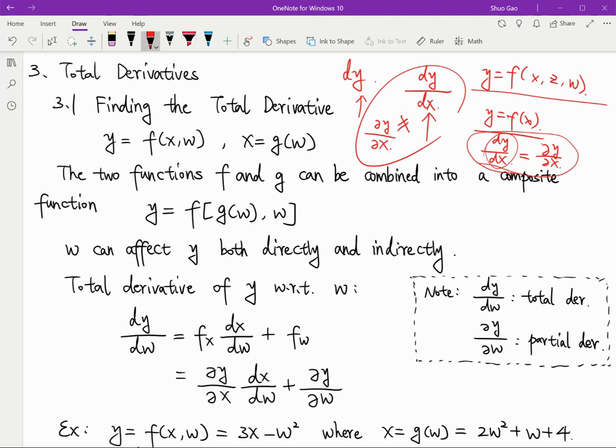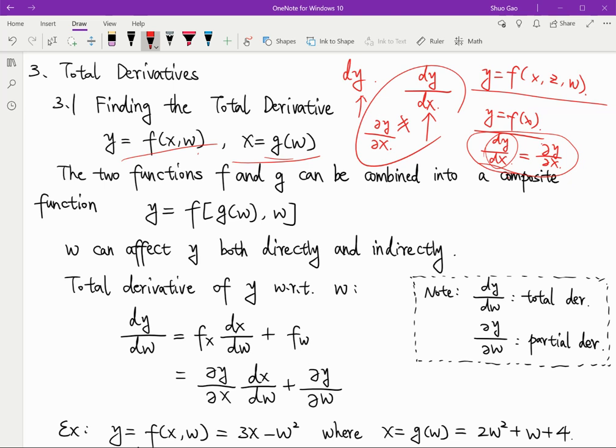So suppose we have a function y equals f(x, w), but x and w are related to each other, so they are not independent. We can use a function g to represent the relation between x and w. So x is a function of w: x equals g(w). So the two variables, x and w, are related to each other.